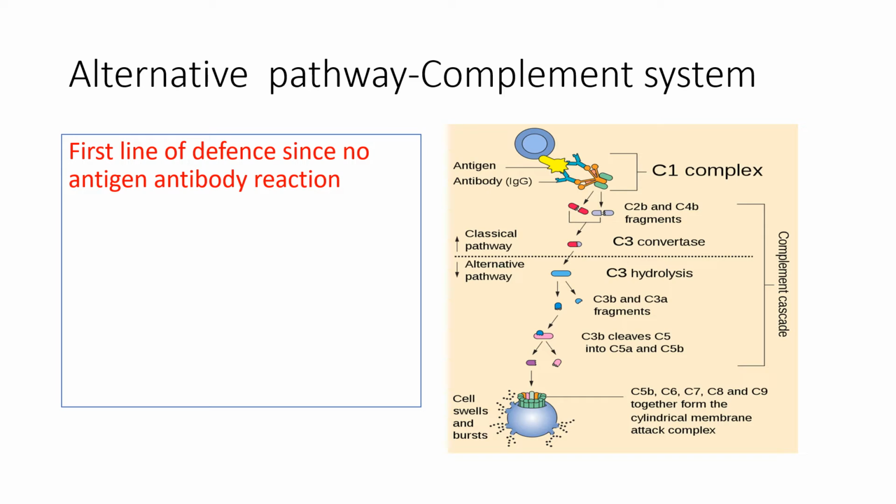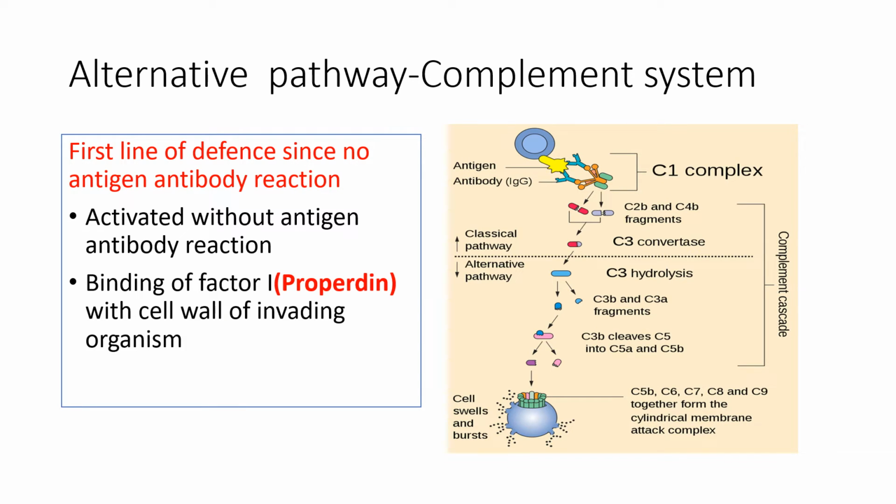Now this alternative pathway is also known as the first line of defense, since there is no antigen-antibody reaction. It is activated without antigen-antibody reaction, and the binding of properdin or factor 1 with the cell wall of the invading organism leads to the activation of C3 and C5, which can further lead to the activation of the membrane attack complex.